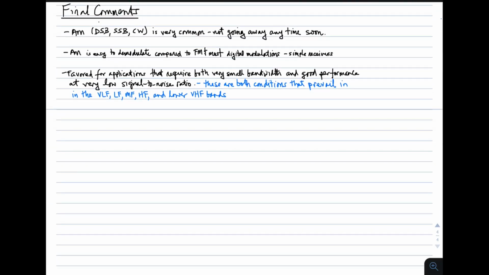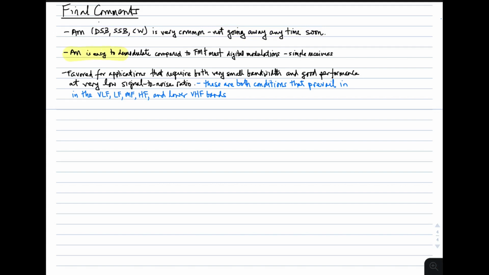So a few final comments. First, AM in any of the forms, double sideband, single sideband, CW, is very common, and it's not going away anytime soon. The applications I've mentioned are by and large applications which have been around for decades, and there's really no sign that they will be replaced with alternative systems anytime soon, because they work pretty well for the things they're doing. Now, there certainly are situations where some applications are transitioning from AM to digital types of modulation, but I would say that's a relatively slow process.